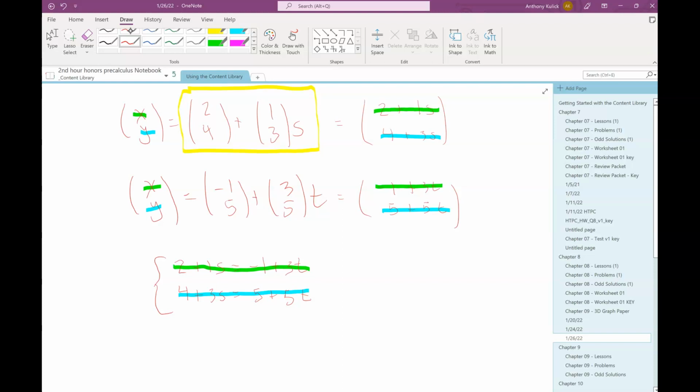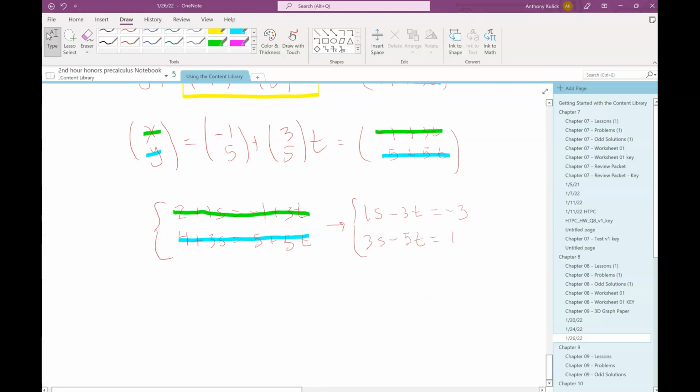Okay. What I'm going to do is rearrange this system so that these linear equations are in standard form. So I'm going to subtract the 3t over and then subtract the 2 over. And then in the second equation, I'm going to subtract the 5t over and then subtract the 4 over, which gives me a system of two equations in that standard form that we're used to seeing. Everybody's okay here?